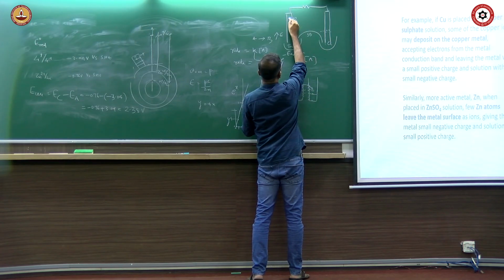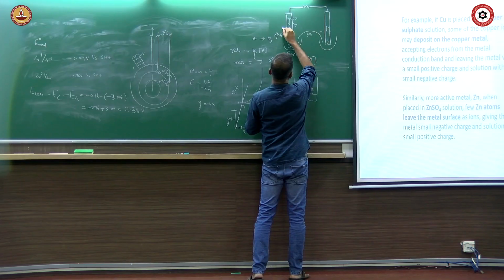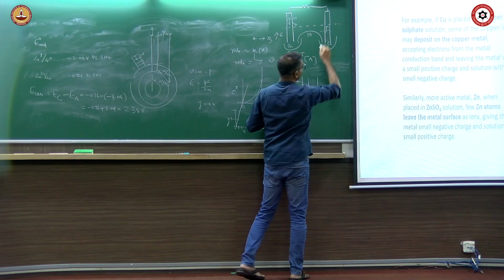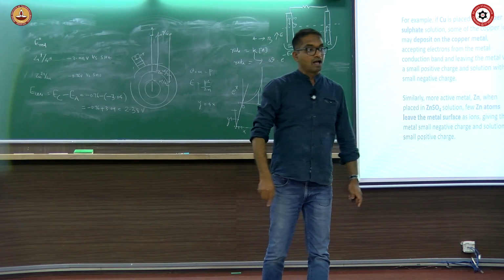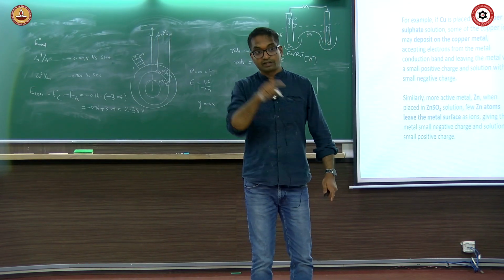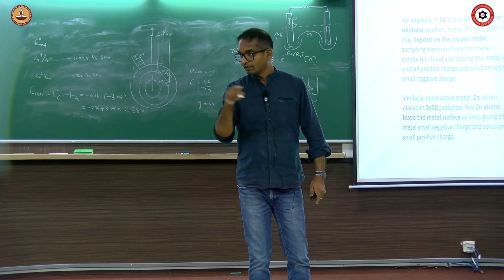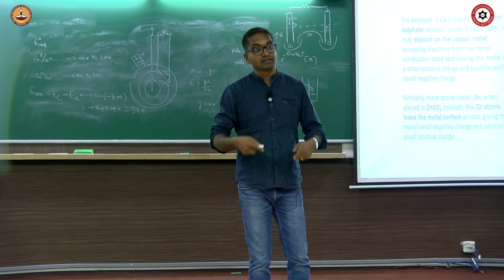So the energy level will be at some point, that is where the cell is at equilibrium. Until that level comes, electrons will be continuously flowing in the circuit. Correct no? Until that happens, electrons will flow continuously. That means the cell will be working until then.